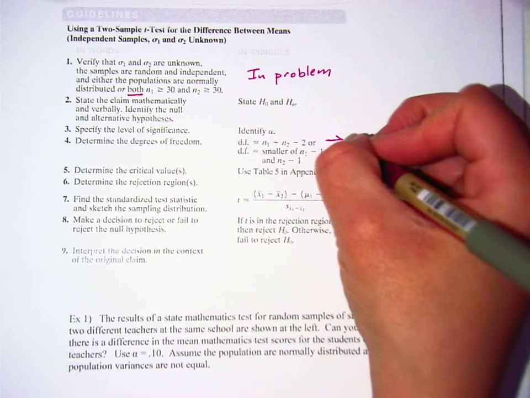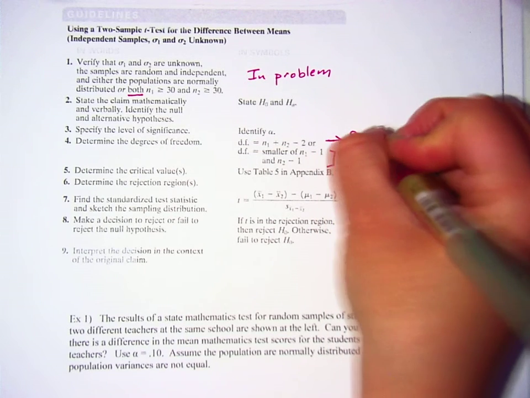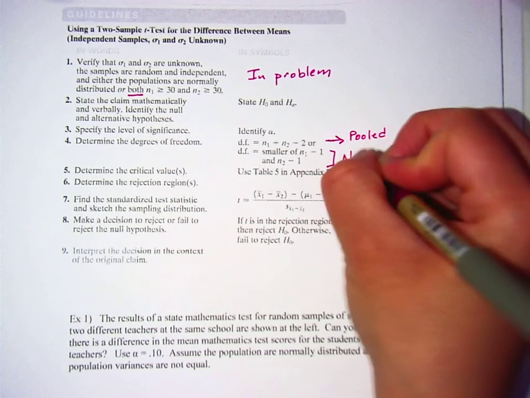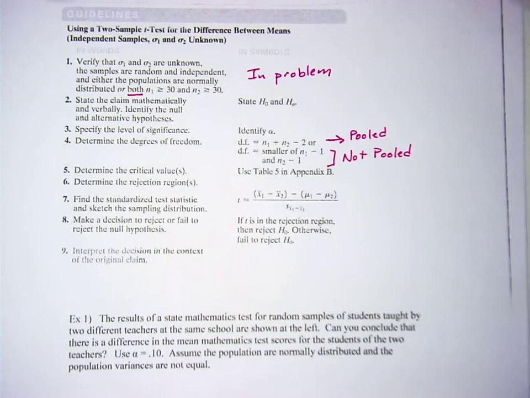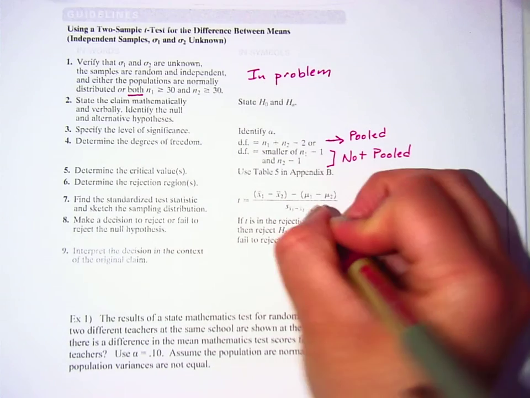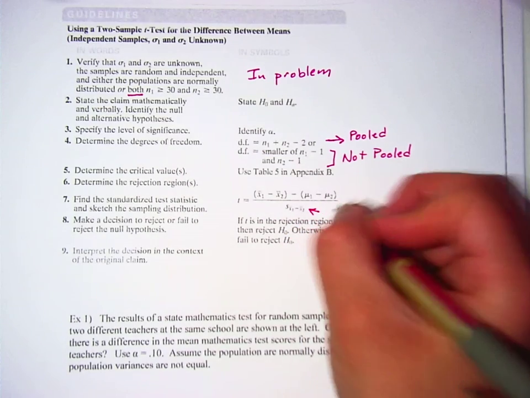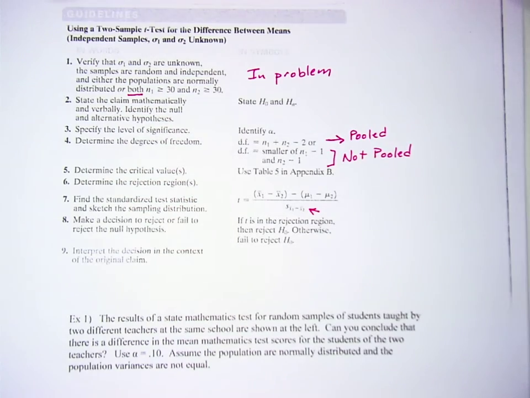So today we're using this one. This top one is for pooled data, and this is for not pooled data. Then we're going to use this formula, and remember that bottom part depends on whether the variances are equal or not.